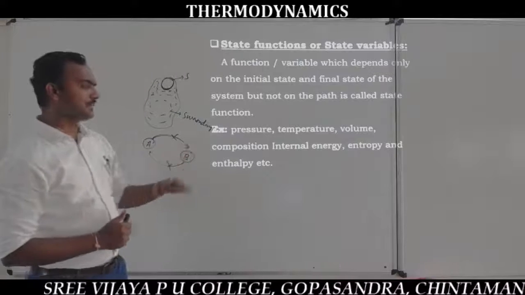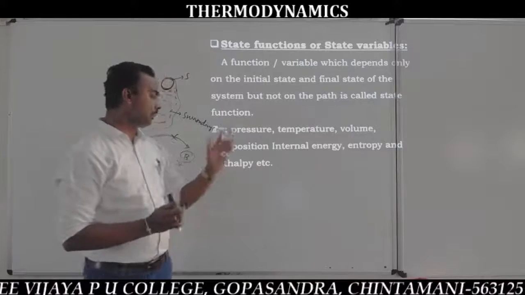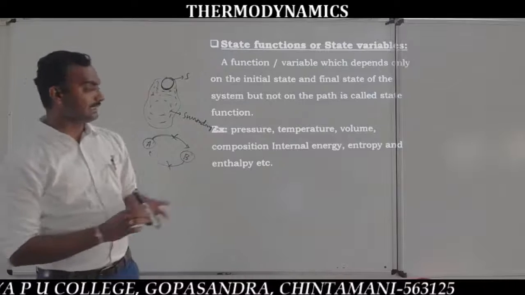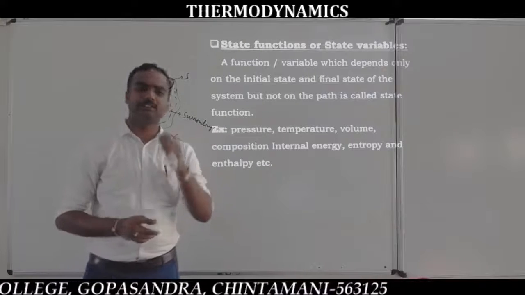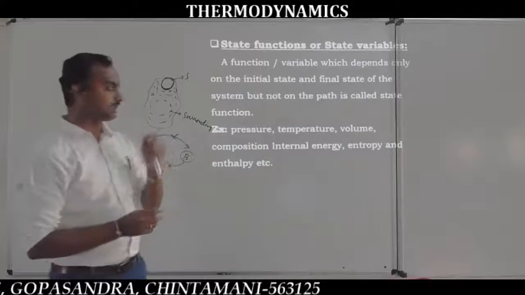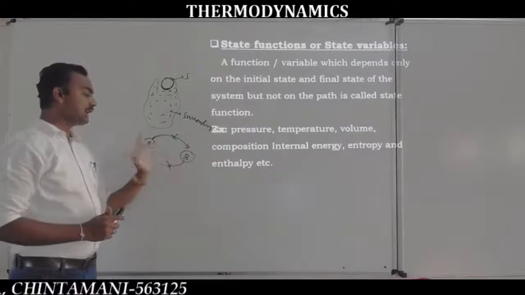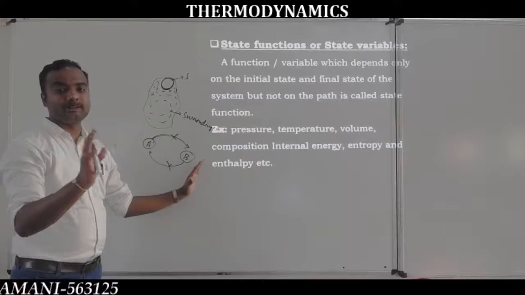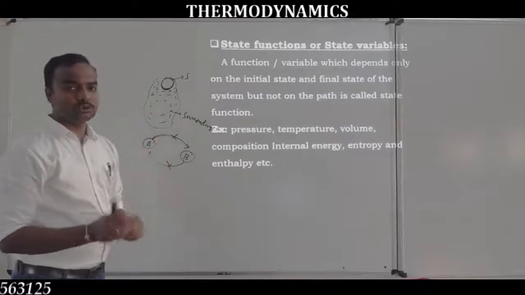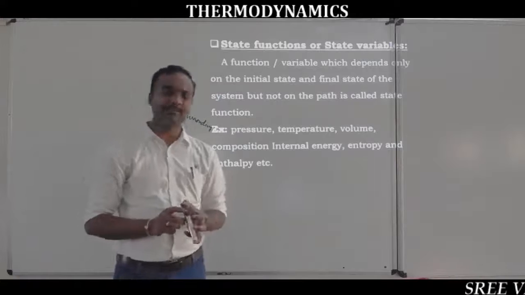What are the examples? Pressure, temperature, volume and composition, internal energy, entropy, enthalpy. These are all the state functions or state variables, and all these depend on the initial and final state but not on the path. So they do not depend on the path, they depend only on the final and initial state.